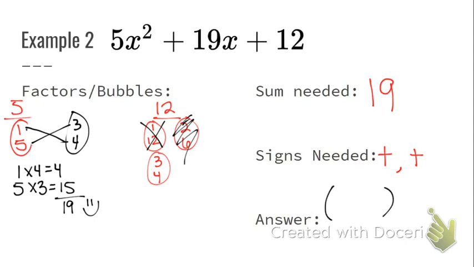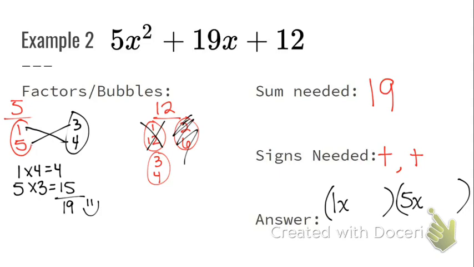So I make my binomial parentheses. Remember, the first bubble from the leading coefficient tells you what to put in the front of your parentheses. So we need a 1x and a 5x in front.